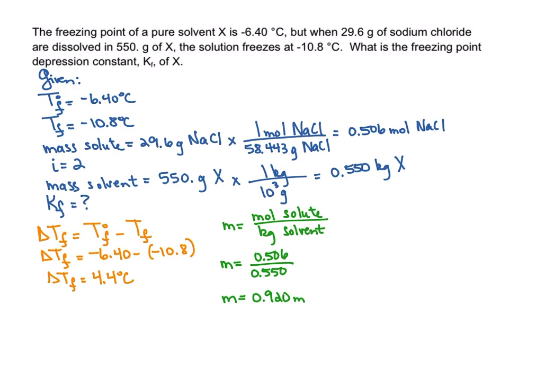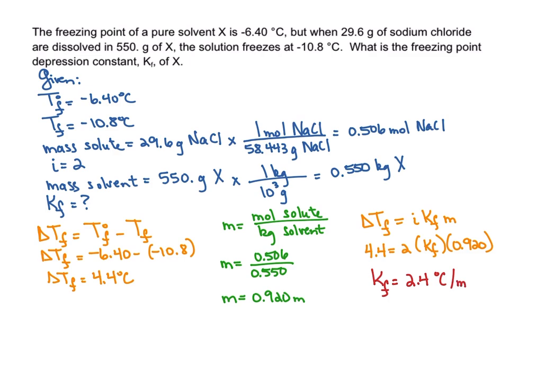So now I'm going to go ahead and plug it into my formula for freezing point depression. So the depression is equal to i times Kf times m. I have my change. My i is 2, my Kf is my unknown, and I have my molality. So Kf is equal to 2.4 degrees Celsius over molality. So this is an example of freezing point depression with an electrolyte. Let's take a look at another example.